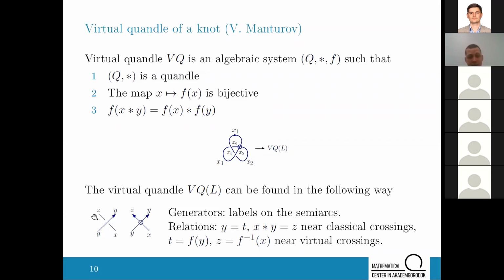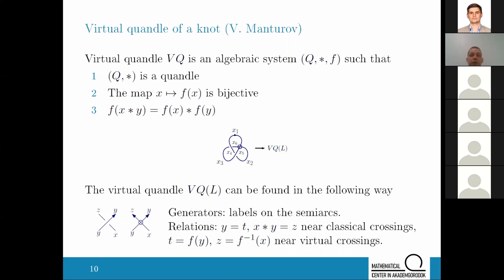From classical crossings we have the same relations as in the classical case. Y is equal to, here must be T, so Y is equal to T. And here X star Y is equal to Z. So these two relations are exactly the same as in the case of classical quandle. And in virtual crossing, we just write that T is equal to F of Y. So when we go through virtual crossing, we write here Y, here F of Y. And Z is equal to F minus 1, F inverse of X. So when we go through virtual crossing, we count F inverse of X. So relations can be written from both crossings, classical and virtual.